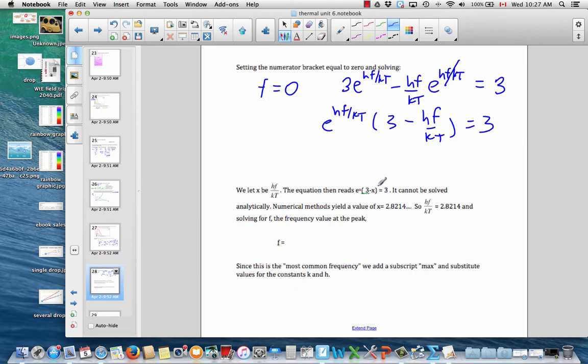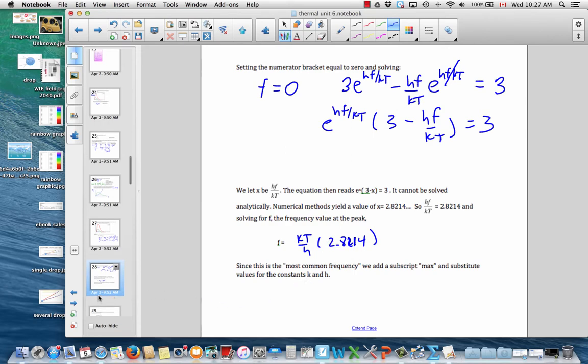That's where this function on the left side will equal 3. So that gives us an answer for this x, hf over kT, and we rearrange that to get an answer for f. Remember, we're trying to find the frequency peak, so it's going to be kT over h, just times this number that we got from numerical equation solving, 2.8214. So that's the frequency at which the Planck function will peak.